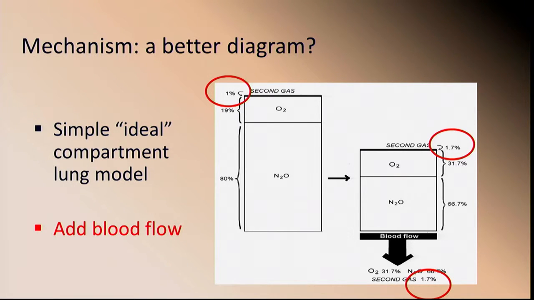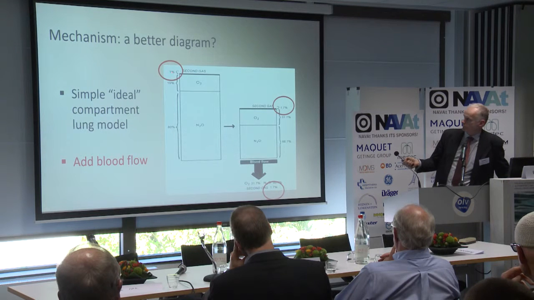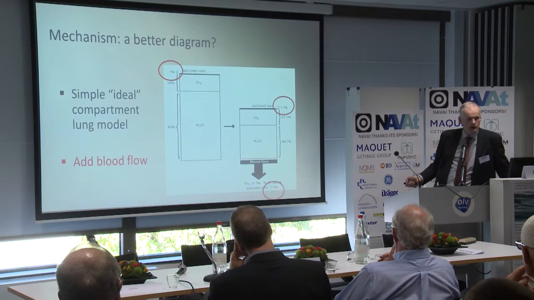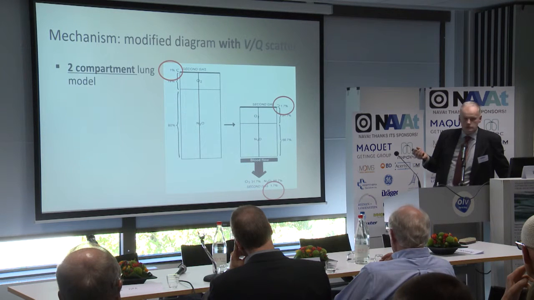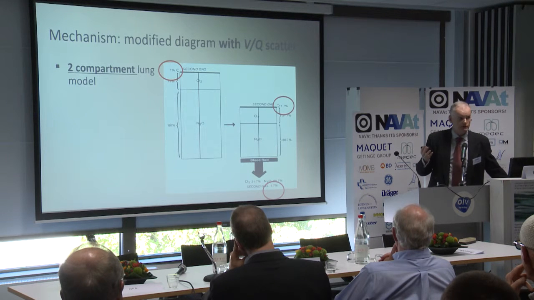First of all, you add blood flow to it. So we've got our second gas effect here with the concentrating effect pushing up the second gas concentration from 1% to 1.7%, and there's 1.7% in blood leaving the lung. And let's turn it into a two-compartment model. That's pretty simple. It's actually simpler than a three-compartment model.